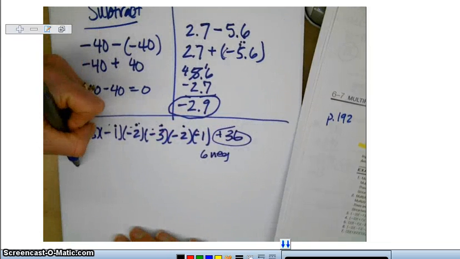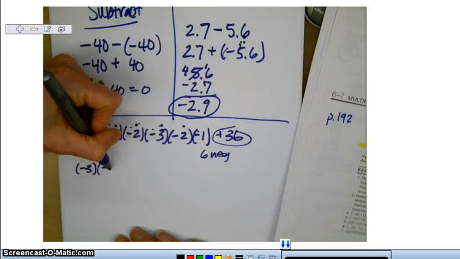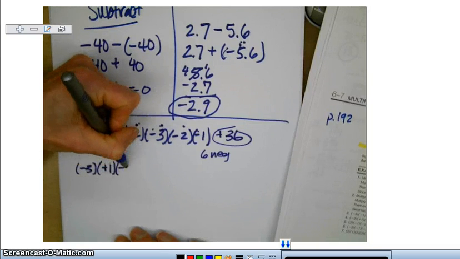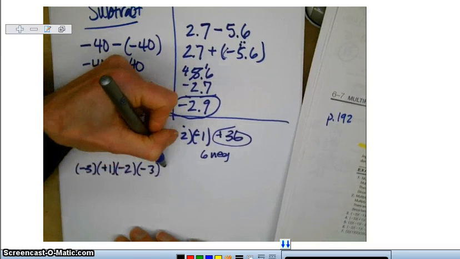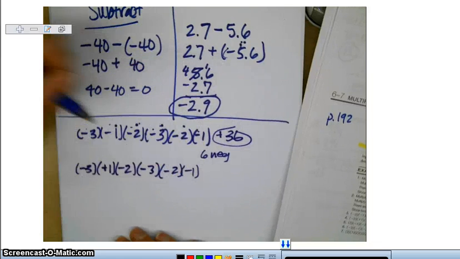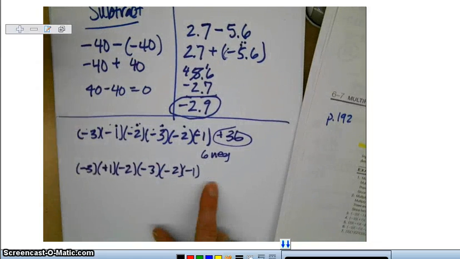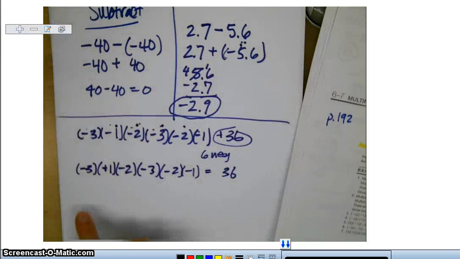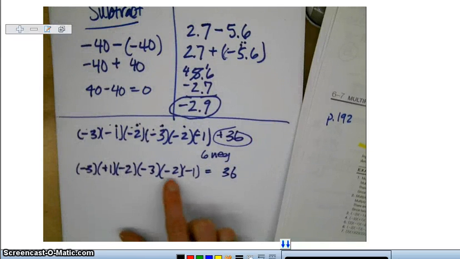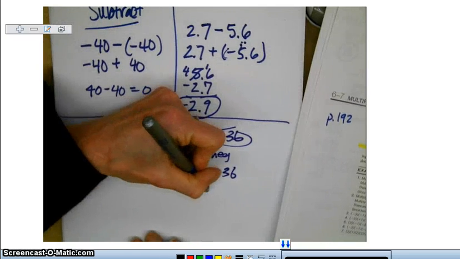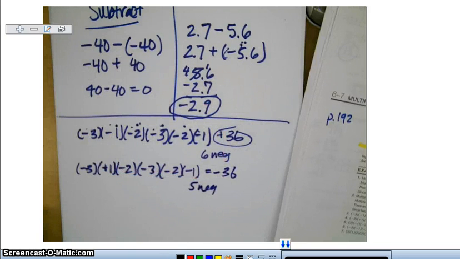Okay, so now I have negative 3 times positive 1 times negative 2 times negative 3 times negative 2 times negative 1. Okay, notice it's the same number, so they're going to multiply to be 36. But this time when I count the negatives, 1, 2, 3, 4, 5, there are 5 negatives, so that makes the answer negative 36.